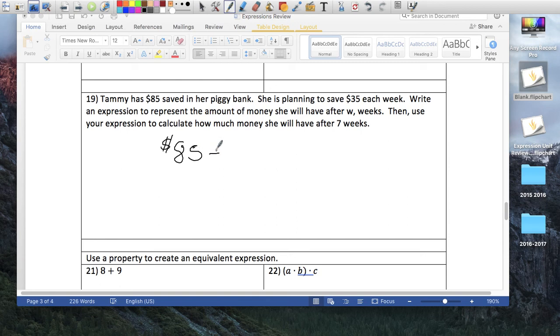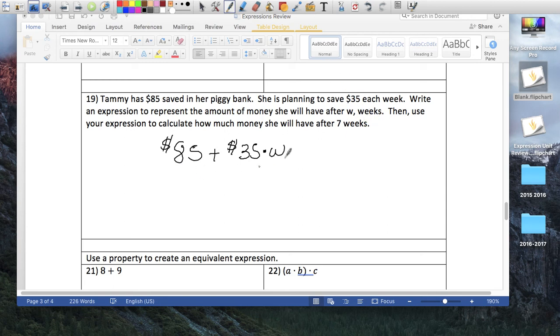So $85 plus $35 that she's going to put in every week, or per week, so you're going to multiply that by the number of weeks. Right? So after week 1, how much money will she have? Well, it's 35 times 1 week, which is 35, and then plus 85. After 20 weeks, what would it be? Well, after 20 weeks, it would be 35 times 20, and then add it to 85. So let's see how much money she has after 7 weeks.